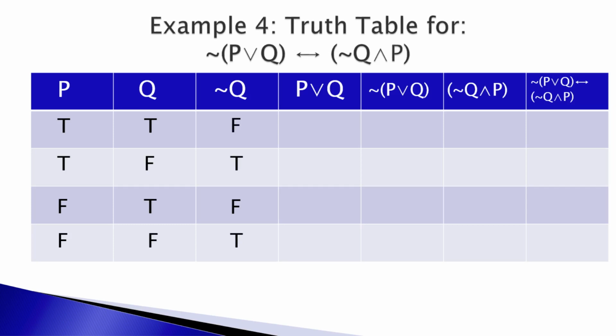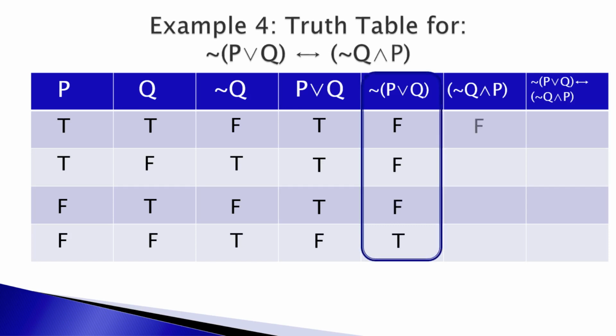Now, P or Q, we recall, is true or true is true, true or false is true, false or true is true, false or false is false. And let's negate that with not (P or Q), and we get false, false, false, true. Now let's look at not Q and P. So false and true is false. And again, true and true is true. False and false is false, and true and false is false.